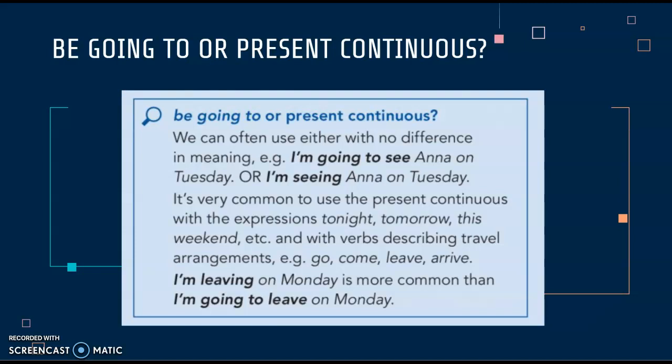But what happens when we have both be going to or present continuous? We can often use either with no difference in meaning. It is the same to say, I'm going to see Anna on Tuesday, or I'm seeing Anna on Tuesday. It is very common to use the present continuous with the expressions tonight, tomorrow, this weekend, for example, and with verbs describing travel arrangements, such as go, come, leave, or arrive. So saying, I'm leaving on Monday is more common than saying, I'm going to leave on Monday.